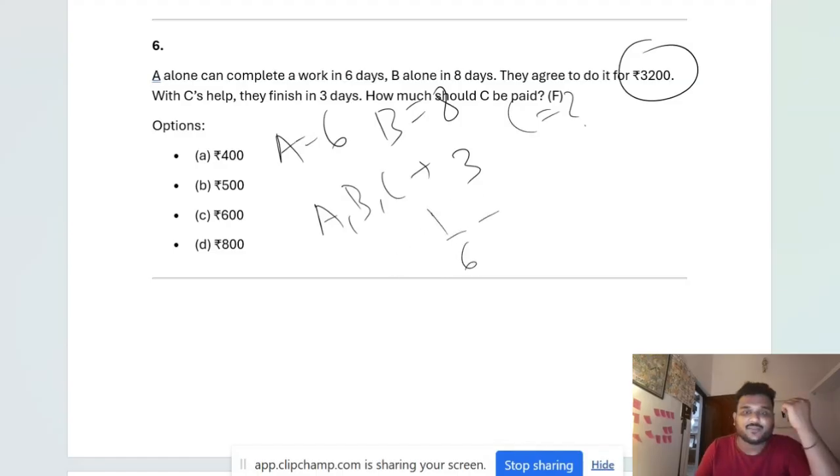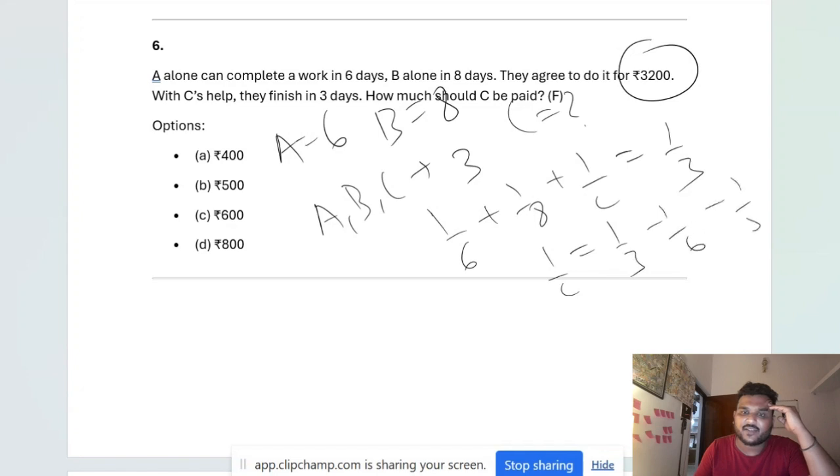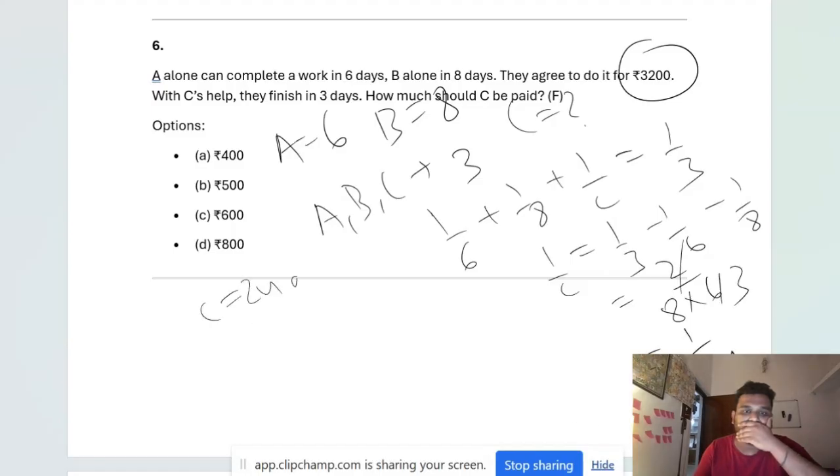So 1 by 6 plus 1 by 8 plus 1 by C is equal to 1 by 3. Let's solve 1 by 3 minus 1 by 6 minus 1 by 8. This can be 2 by 6. So this becomes 1 by 6 minus 1 by 8, or 2 by 8 into 6, or 1 by 24. So C takes 24 days. Now if C takes 24 days, how much should we pay him? See, C is the laziest. So C should ideally be paid the minimum, right?